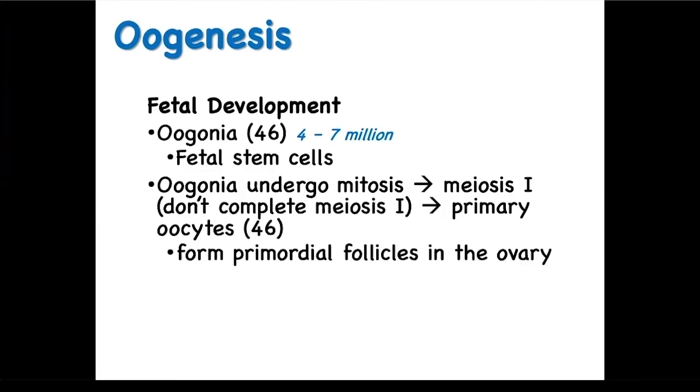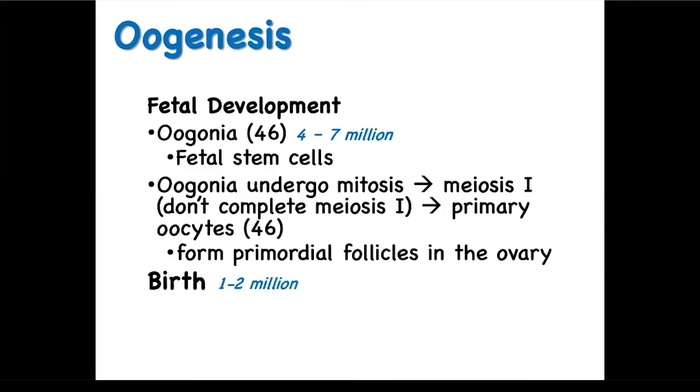These primary oocytes will be located in structures called primordial follicles. The primordial follicles consist of simple squamous epithelial cells. I will discuss these in greater detail later. At birth, there are only 1 to 2 million primary oocytes remaining.